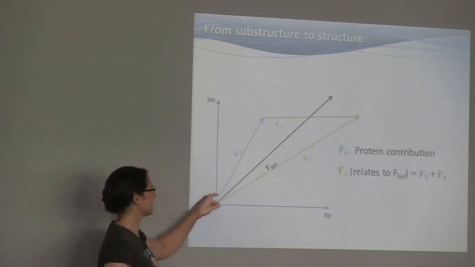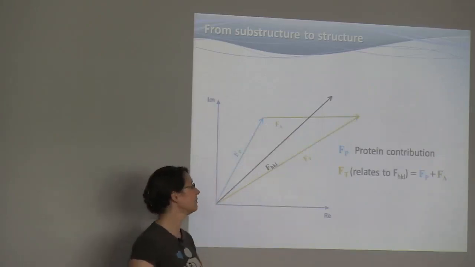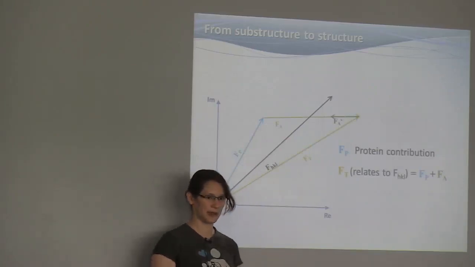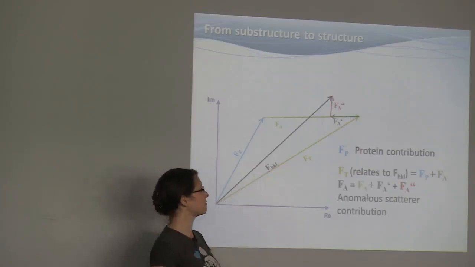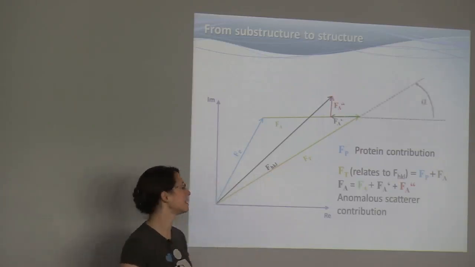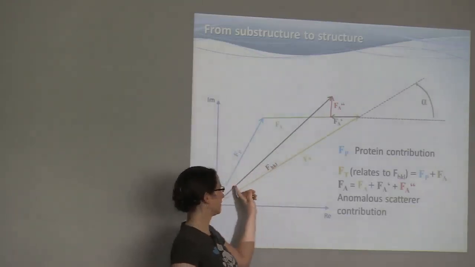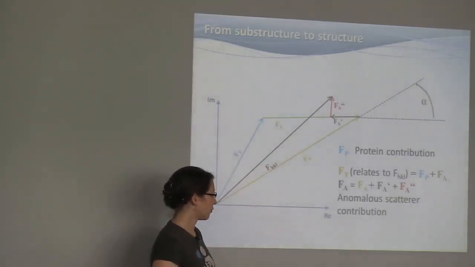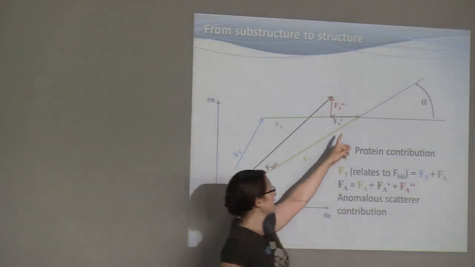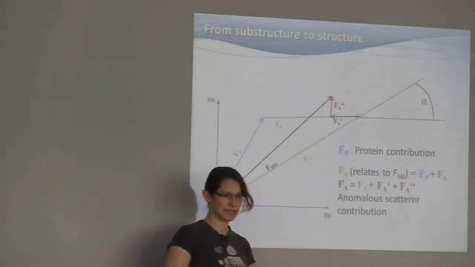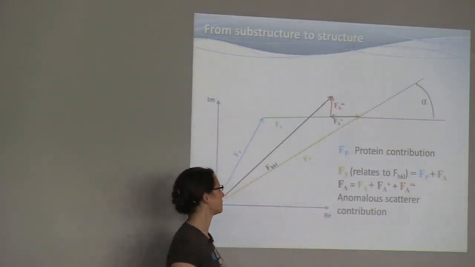You remember we had that FP and FA give F total. Then we have all the F prime contributions and all the F double prime contributions added at a 90-degree angle, giving rise to the total FHKL. Between these two is the angle alpha. These are all things we have just covered.